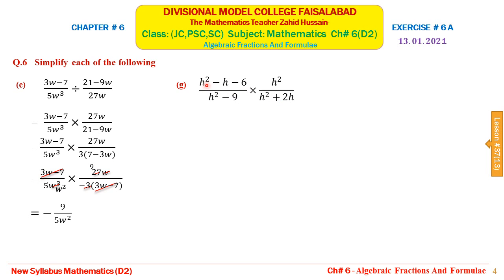So we will factorize the numerator by the second type of expression, which is a quadratic expression. We will multiply the coefficient of h square, which is 1, with the minus 6. We will get minus 6, and for minus 6 we will find two factors such that when they are added we get minus 1, and when we multiply we get minus 6. This is h square minus 3 plus 2.